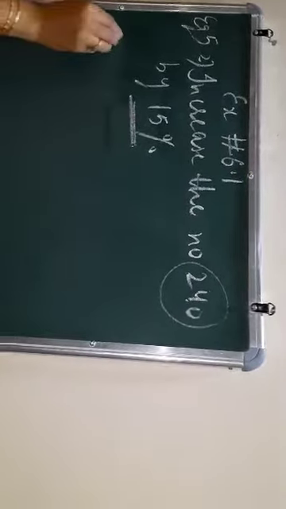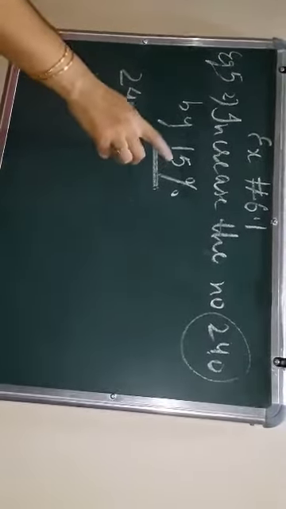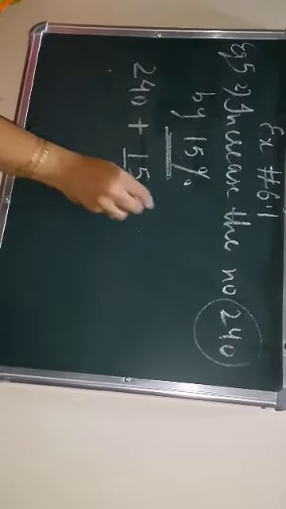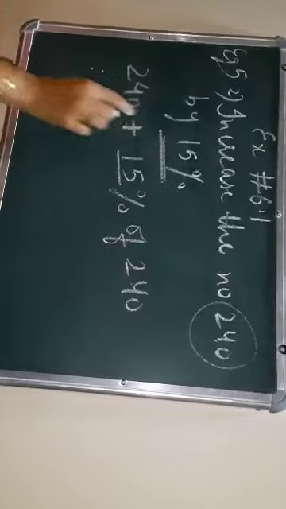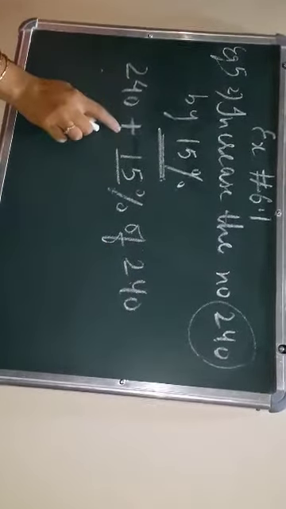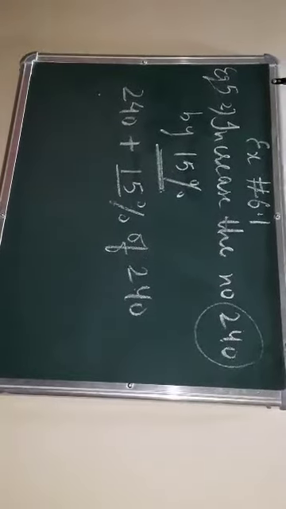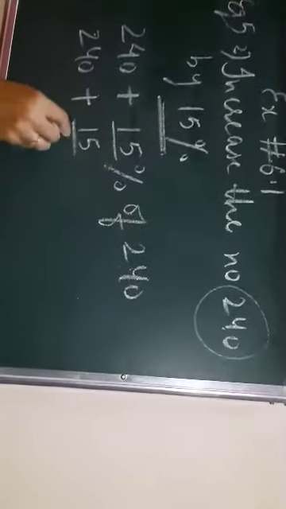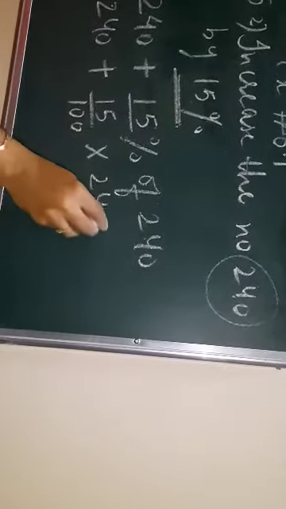Now 240 we already have. In this 240 we have to increase 15%. That means we'll have 15% of 240 that we are adding to it. Increasing means plus: 240 plus 15% of 240. So how will you do it mathematically now? Again, 15% means 15 upon 100. Of means multiply, then 240.